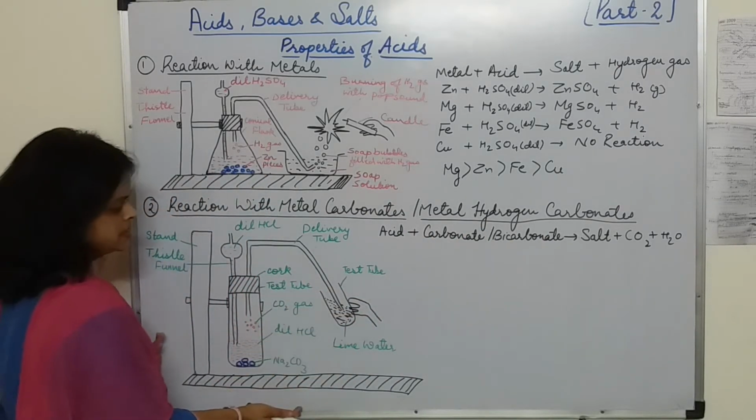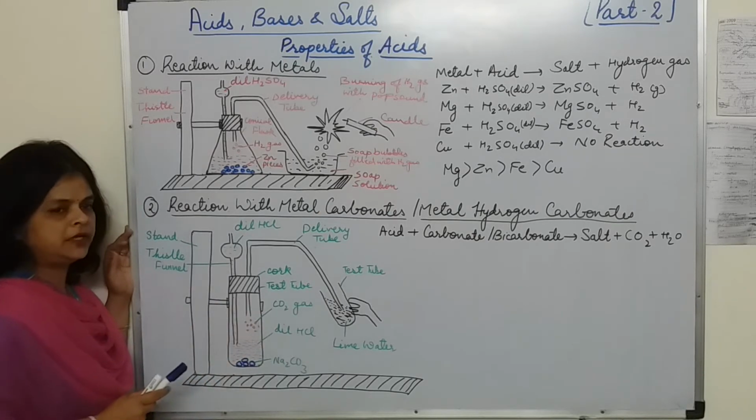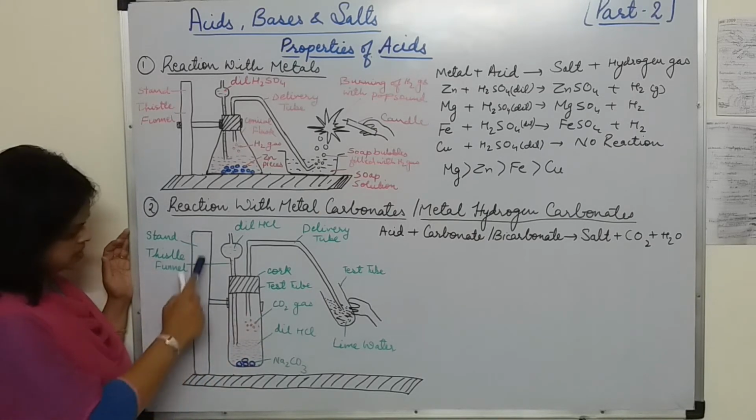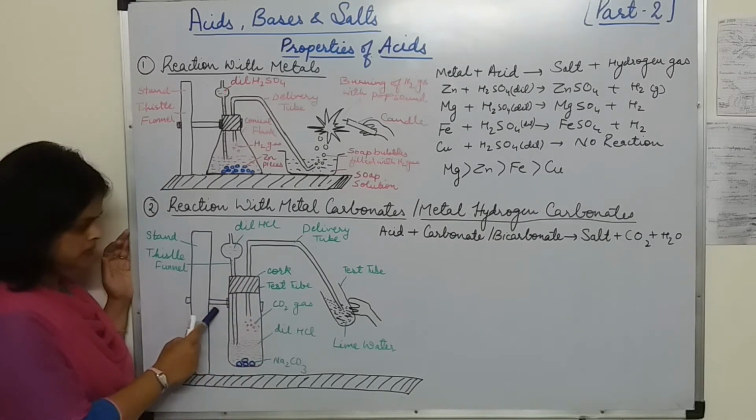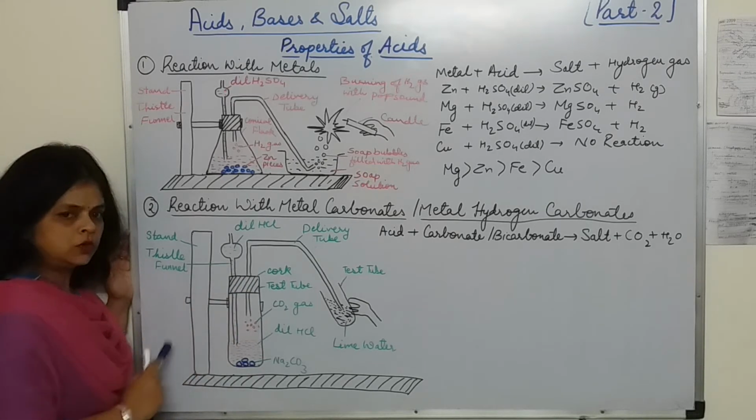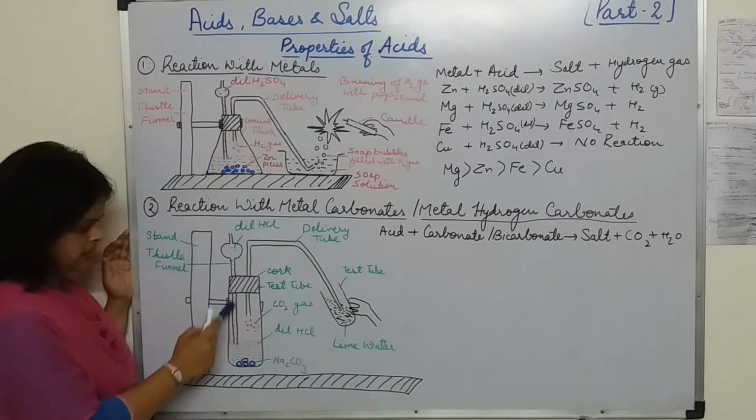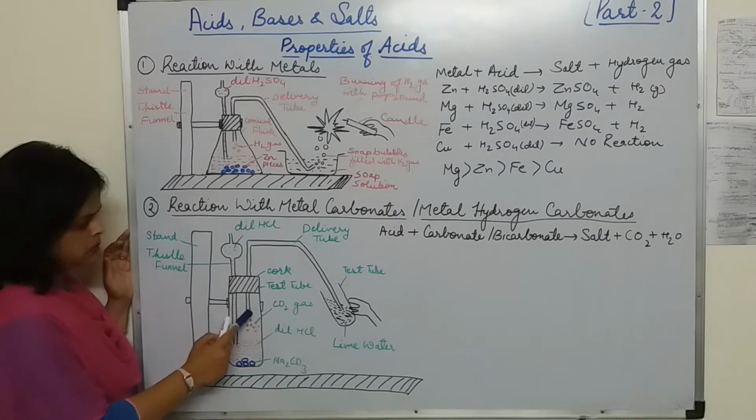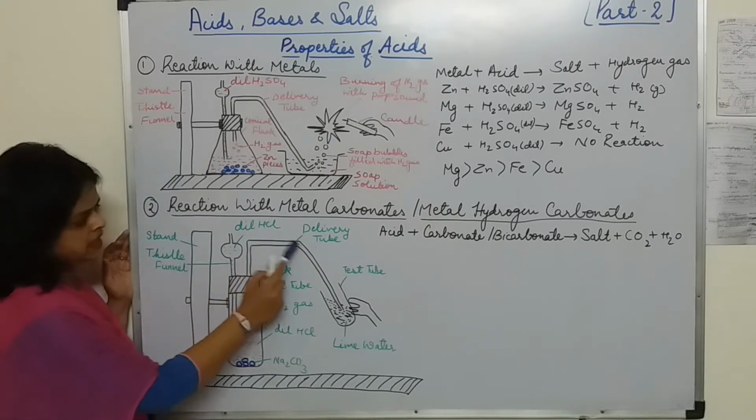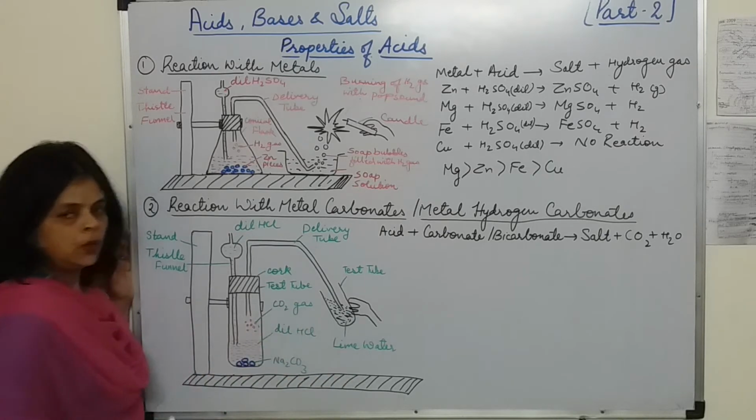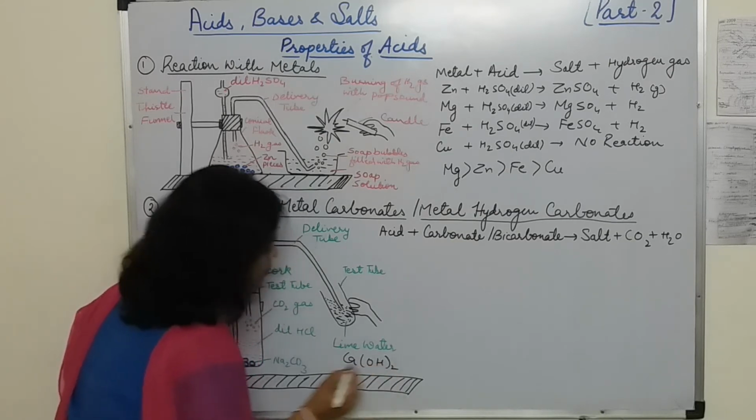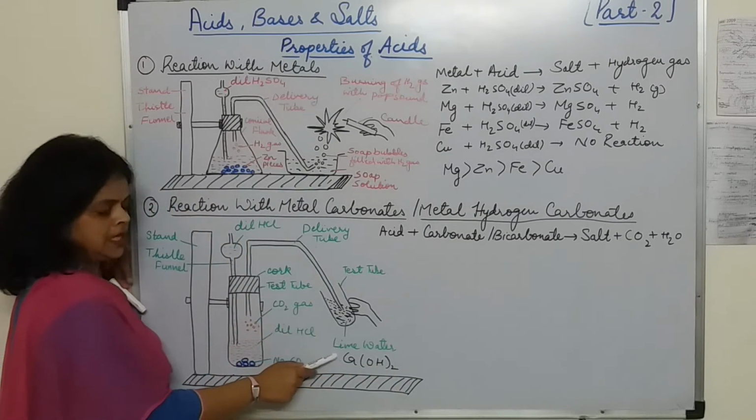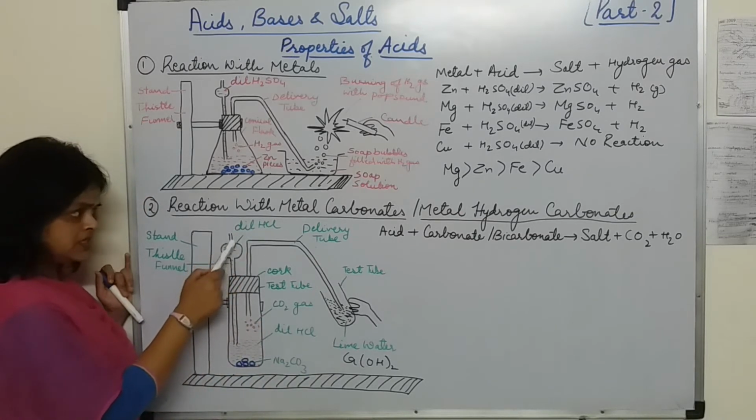Now let's first understand the setup and then we will focus on the reaction part. Here I had taken a stand. With the help of a clamp, one test tube is attached to it. There is a cork having two holes. In the first hole, we had attached one thistle funnel, and in the second hole, we had placed one delivery tube. The first end of the delivery tube is in this test tube, and the second one is dipped in the lime water. What is the formula of lime water, students? Calcium hydroxide.